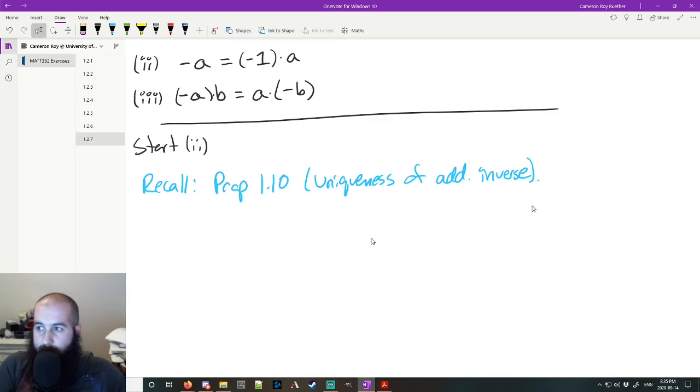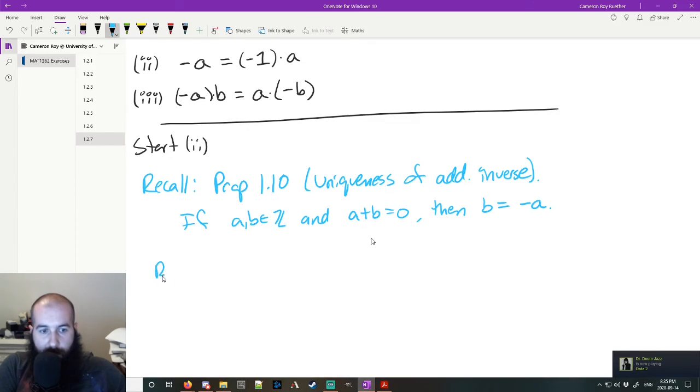And it says, if a and b are integers, and a plus b is equal to 0, then b is the additive inverse of a. So this will come in handy.